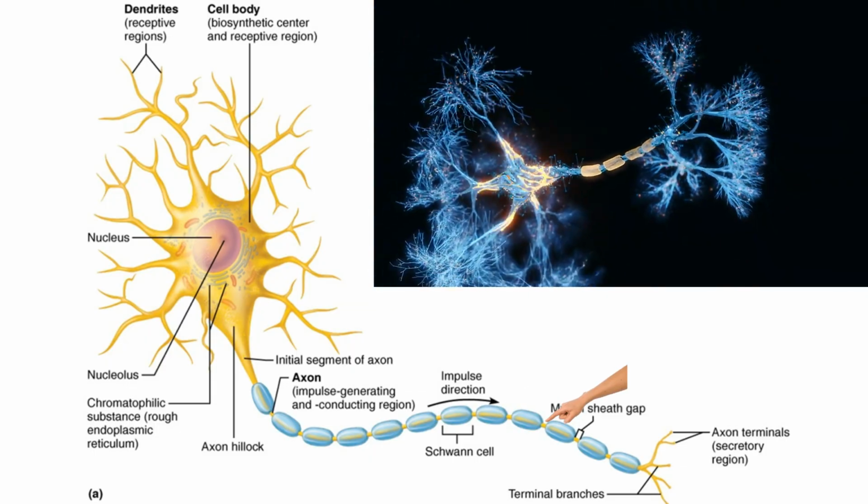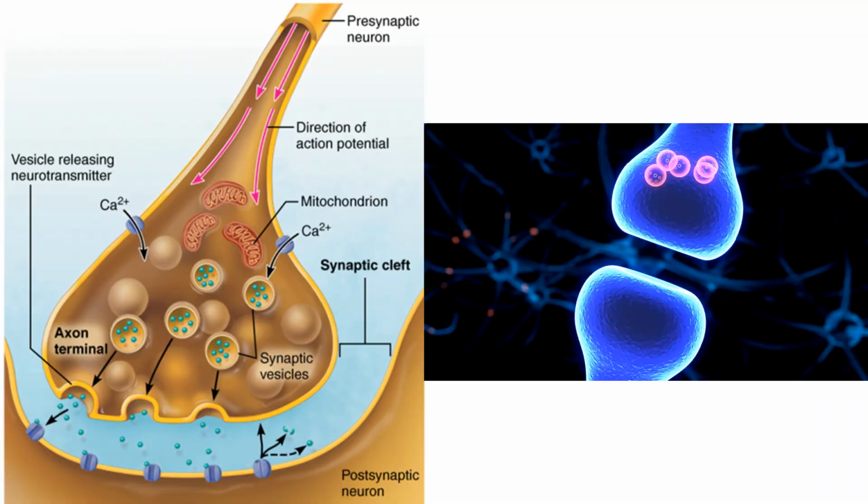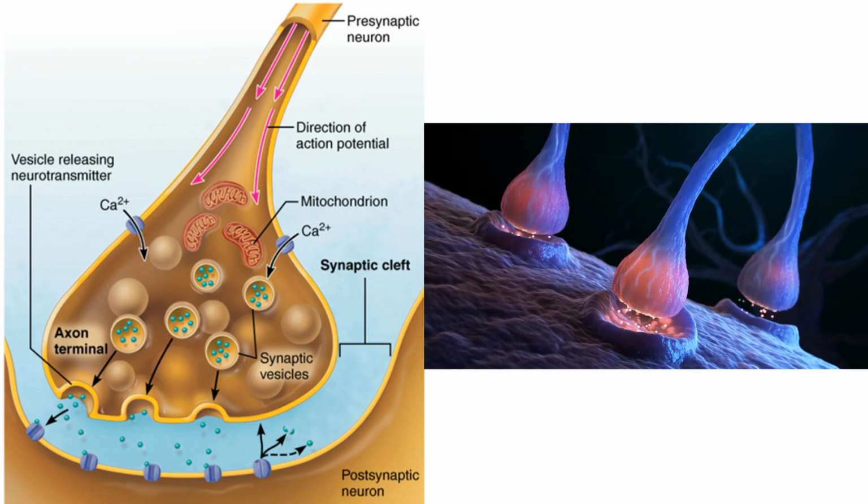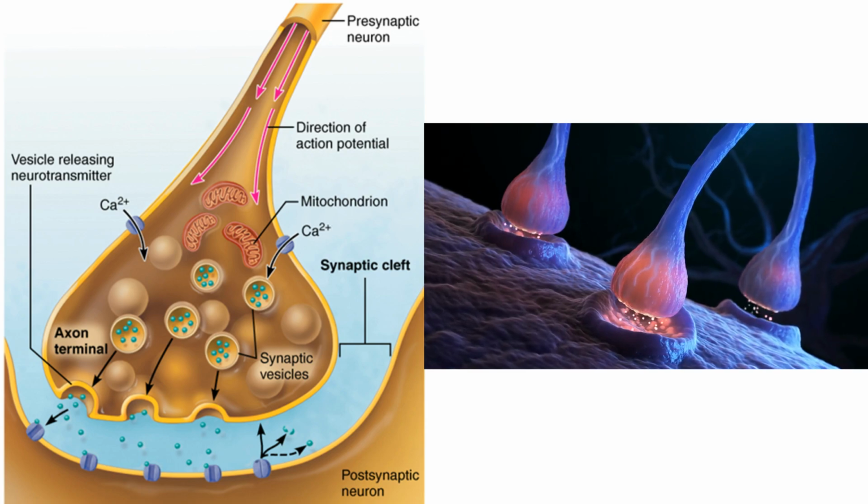The outer layer is the neurolemma. When the signal reaches the end, it enters the synapse. Inside the synaptic terminal, mitochondria power the movement of vesicles filled with neurotransmitters and calcium ions. These chemicals cross the synaptic cleft from the presynaptic membrane to the postsynaptic membrane to pass the message along.